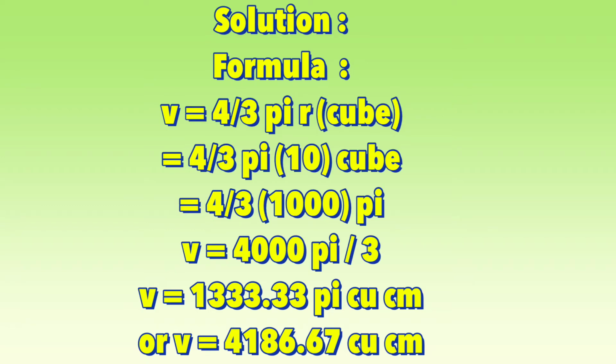Then 4000 divided by 3 equals 1333.33 pi cubic centimeters, or we're going to multiply this by 3.14, which is the value of pi. So the volume now of this sphere is 4186.67 cubic centimeters.